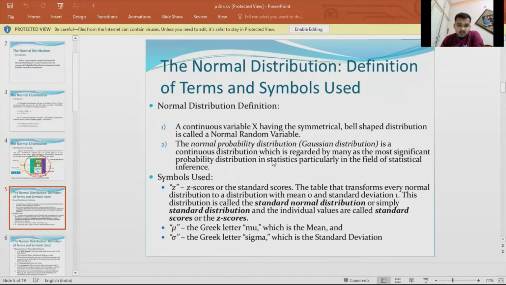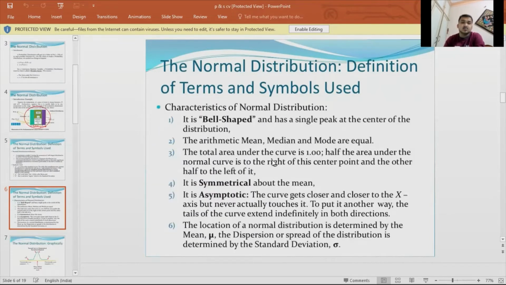Symbols used. Z scores are standard scores, obtained from the table that transforms every normal distribution to a normal distribution with mean 0 and standard deviation 1. This distribution is called the standard normal distribution or simply standard distribution, and the individual values are called standard scores or Z scores. Mu, the Greek letter mu, means mean. Sigma, the Greek letter sigma, means standard deviation. The normal distribution terms and symbols used.